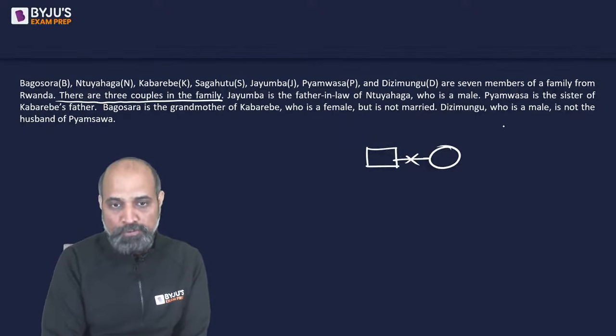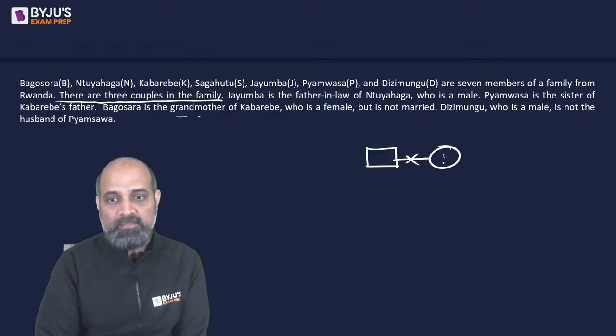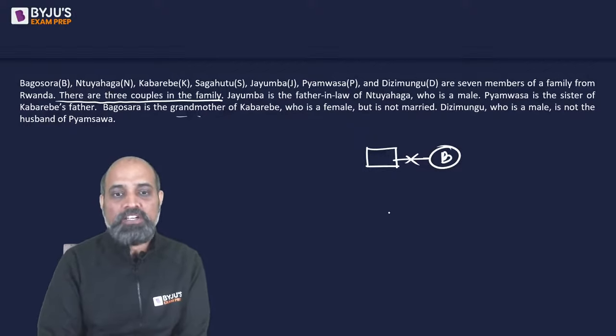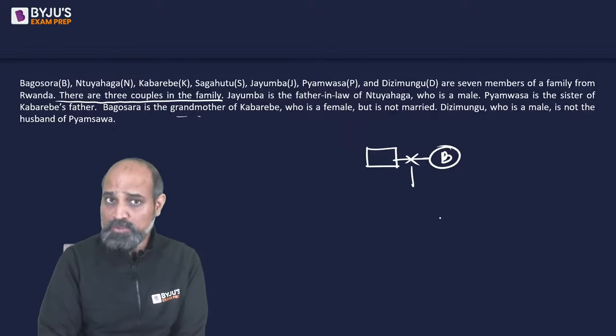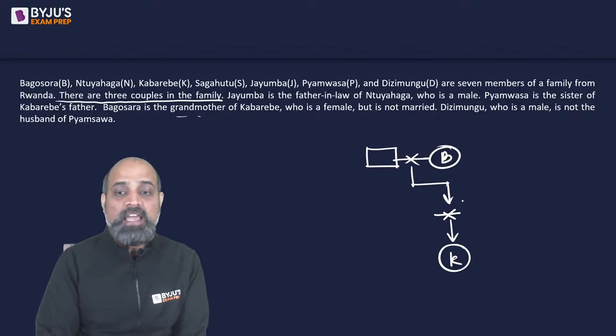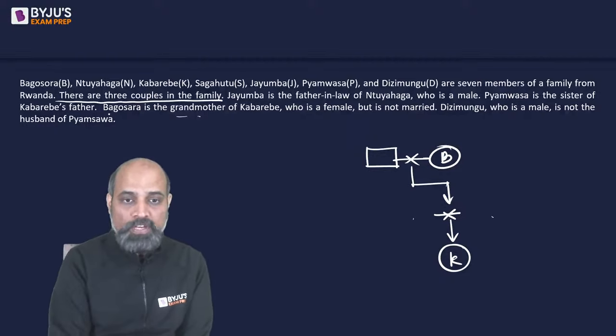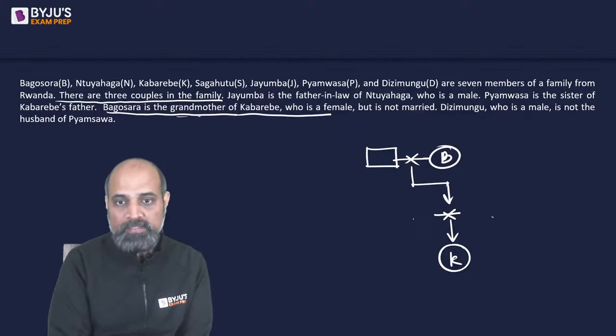Now, if you read, you will realize that there is a grandmother. So this person is the grandmother, right? So B is the grandmother of K. That means this couple will have a child, at least one child, and toh maine thoda safe khelne ke liye, I'm going to say that they are married, and these married couple, they have a child who is K, who is female. Okay? I don't know whether their child is a male or female right now. So we are done with this statement.